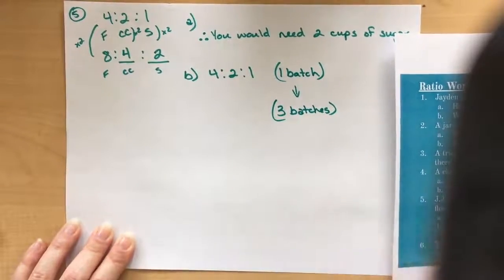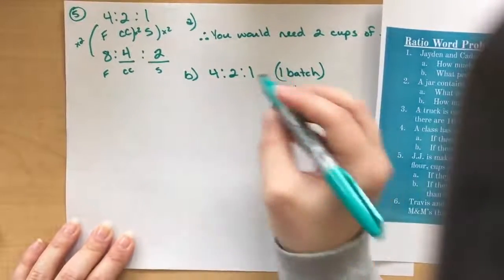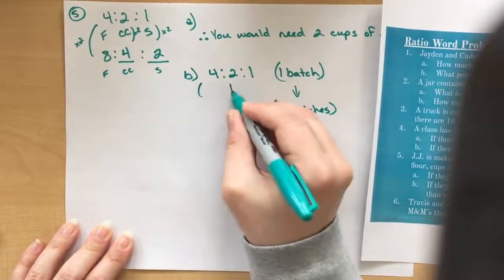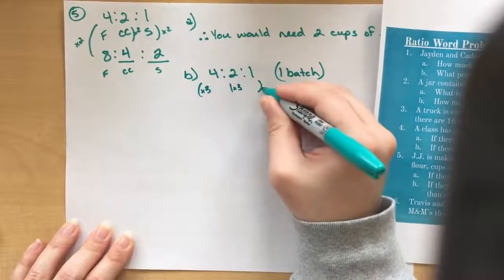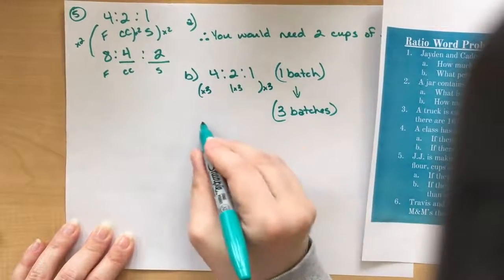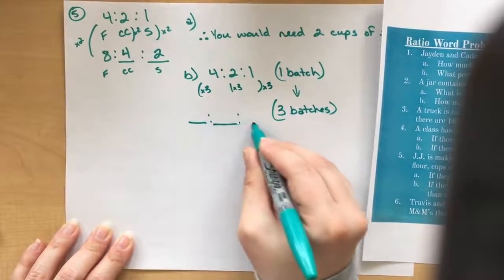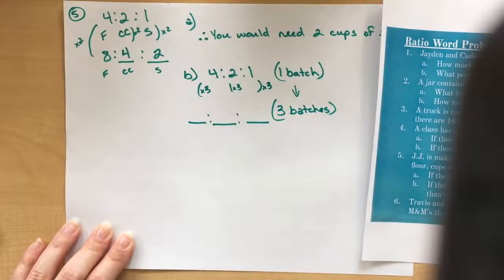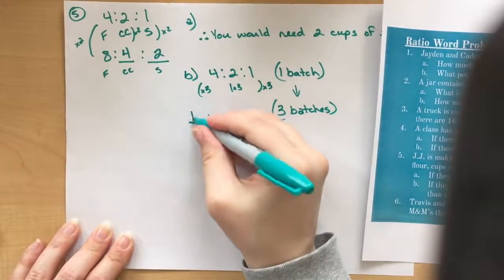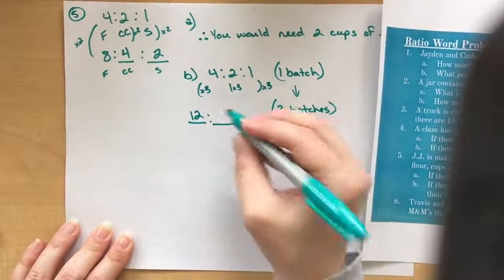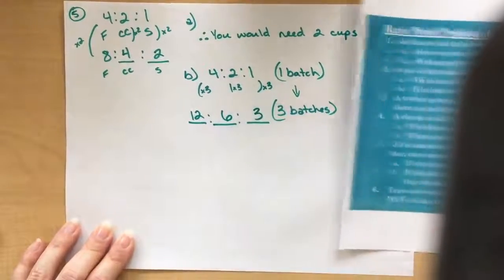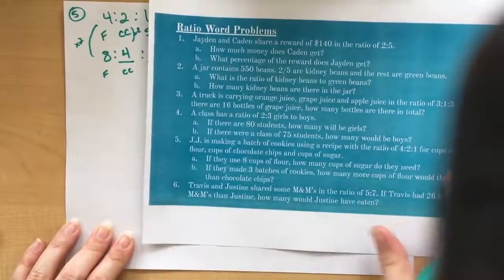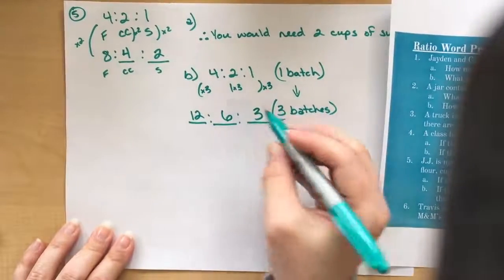So I'm actually going to multiply everything by 3, because we need to make 3 batches of all of this. Okay, and then I'll get all my new parts if we were doing 3 batches instead. So 4 times 3 would give me 12, 2 times 3 would give me 6, and 1 times 3 would give me 3.